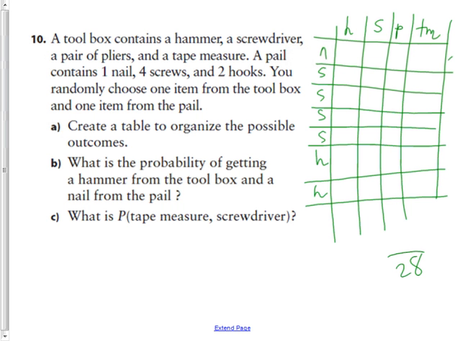What is the probability of getting a hammer and a nail? Well, how many are hammer nails? There's just this one, isn't there? Which is 1 chance out of 28. Now, just before we go to the calculator, is that going to be more than 4% or less than 4%? How do we know? What is 4% going to be? 1 chance out of 25. So 1 chance out of 28 should be less.